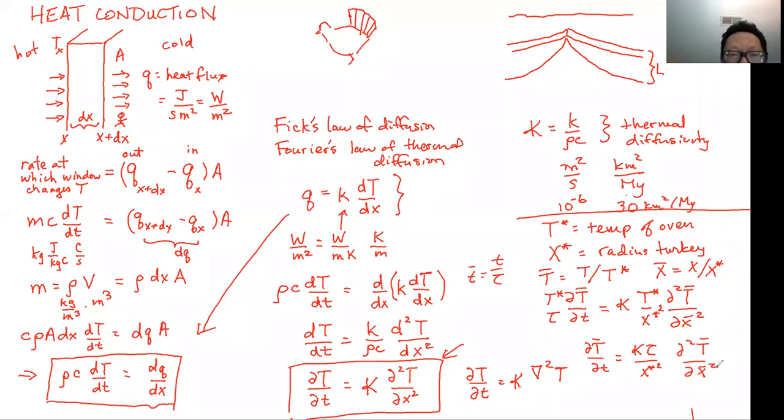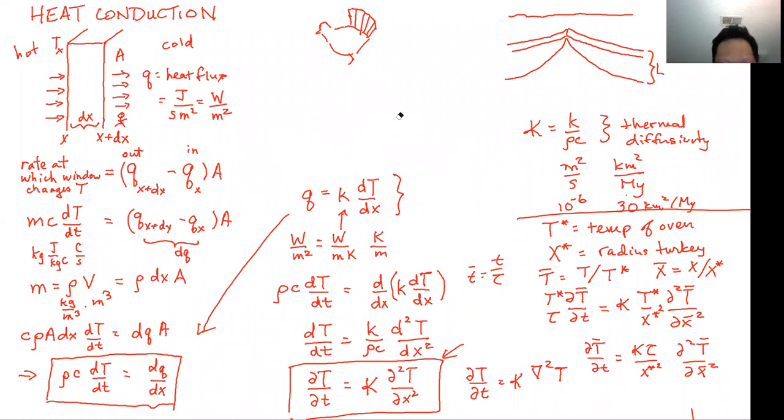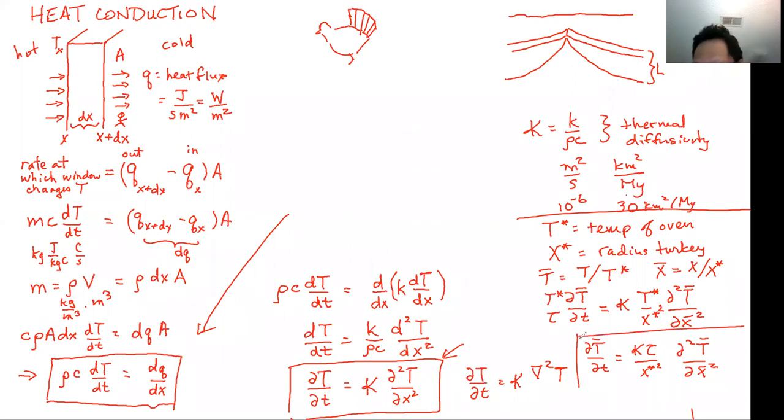Okay. I'm running out of space here. Let's see how I can erase all this. And so if you look at this equation, this quantity right there has to equal some sort of constant without any units. And because it equals that constant, we can actually say something like X star must scale with the square root of kappa tau. Okay.